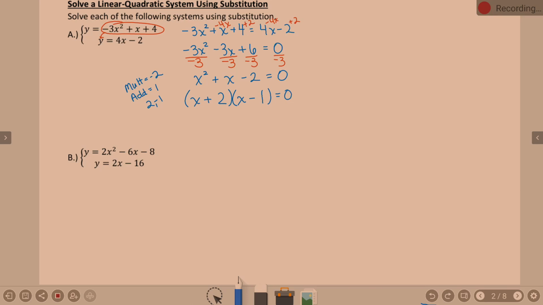What do we do from here? You guys know. Set them both equal to 0. Yep. Set each factor equal to 0. x plus 2 equals 0. x minus 1 equals 0. We're going to solve them, yes.